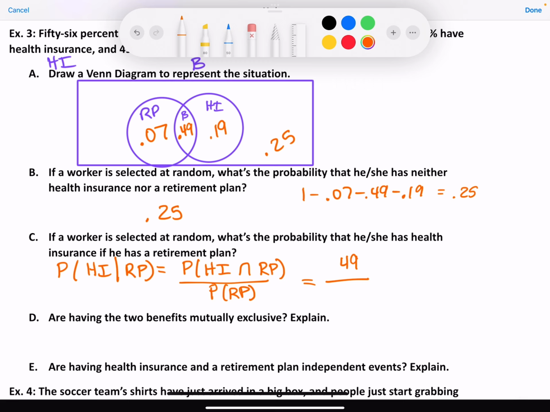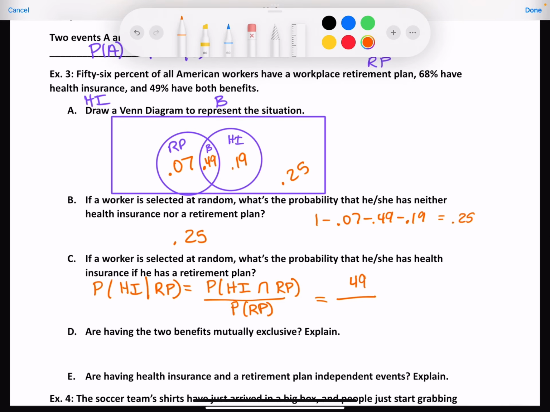So 7. And then on the bottom, we want the total probability of retirement plan, not from the picture. Okay, we want the total that have a retirement plan, not just the one. So yeah, so it's going to be 49 out of. There we go. So it's going to be 49 out of 56, and that gives you what decimal? 3 decimal places. 0.875. So the probability that they have health insurance, given that they have a retirement plan, is 0.875. Oh, that's pretty good.